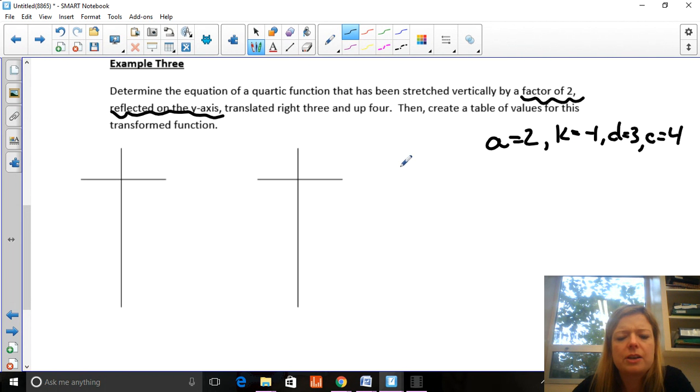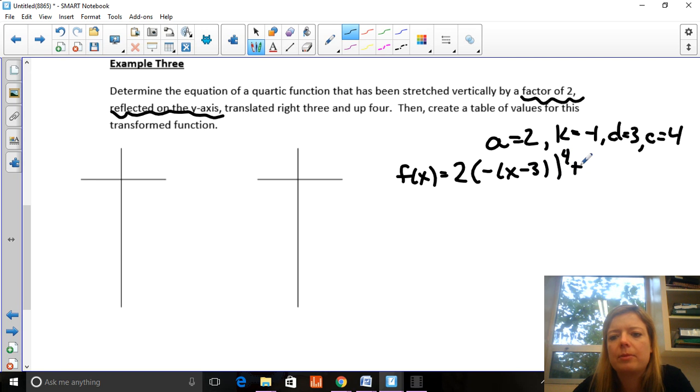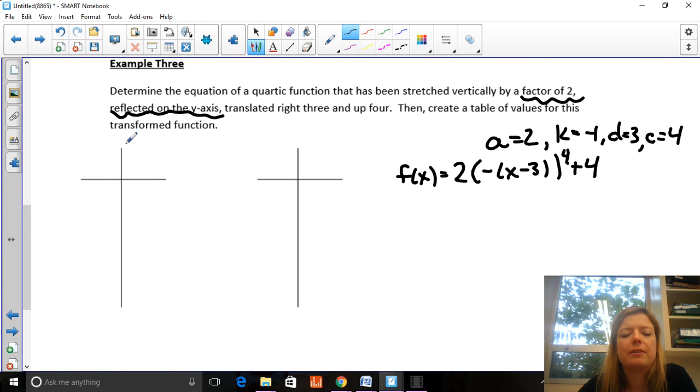Okay, so the function then would be f of x equals 2 bracket negative bracket x minus 3 bracket bracket to the power of 4 plus 4. Make sure that you've factored out k to show this properly. So create a table of values.